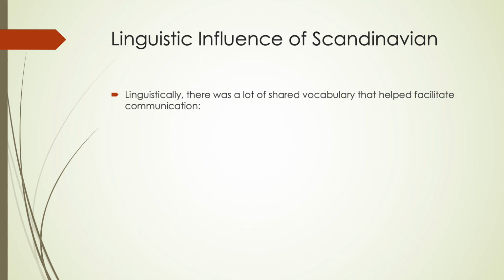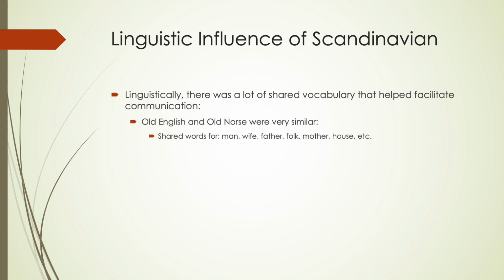Linguistically, there was a lot of shared vocabulary already with Scandinavian languages, since they're also coming from Common Germanic. Old English and Old Norse were very similar in a lot of ways. They hadn't been separated from each other for all that long, really. So they had shared words for things like man and wife and father and mother and house.